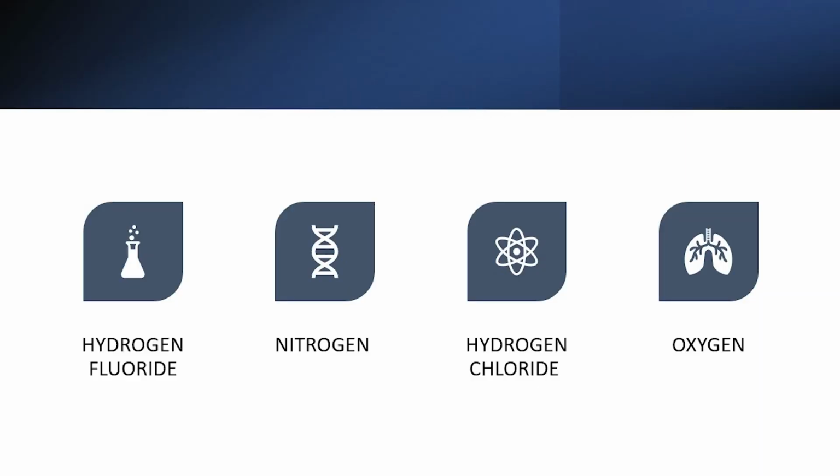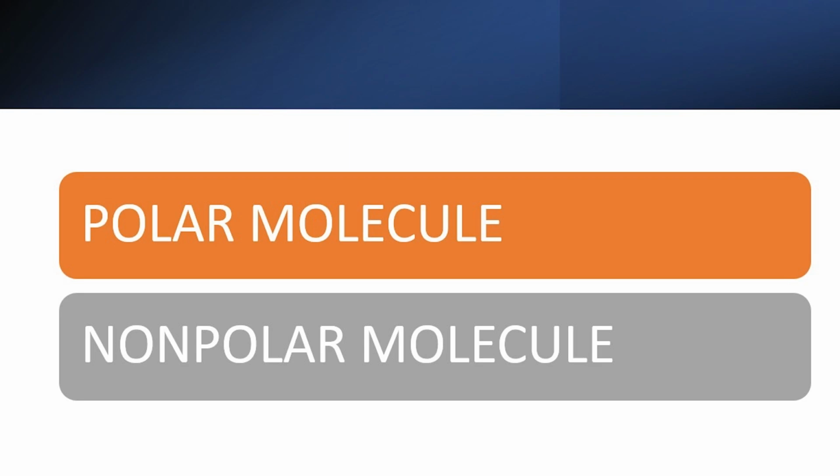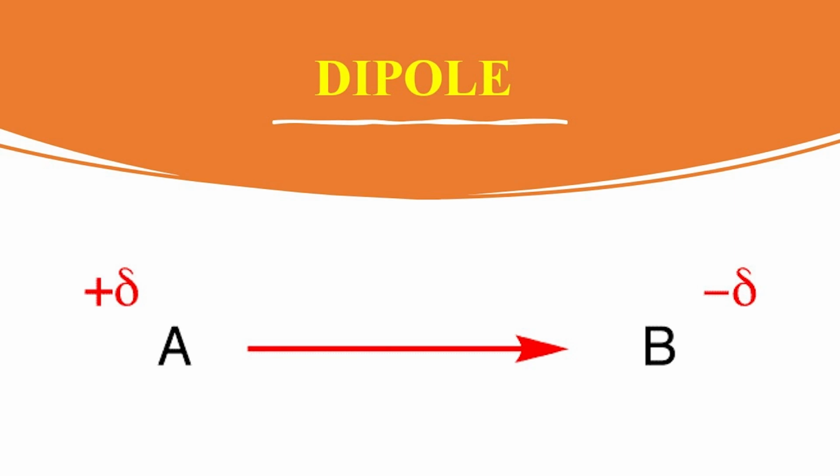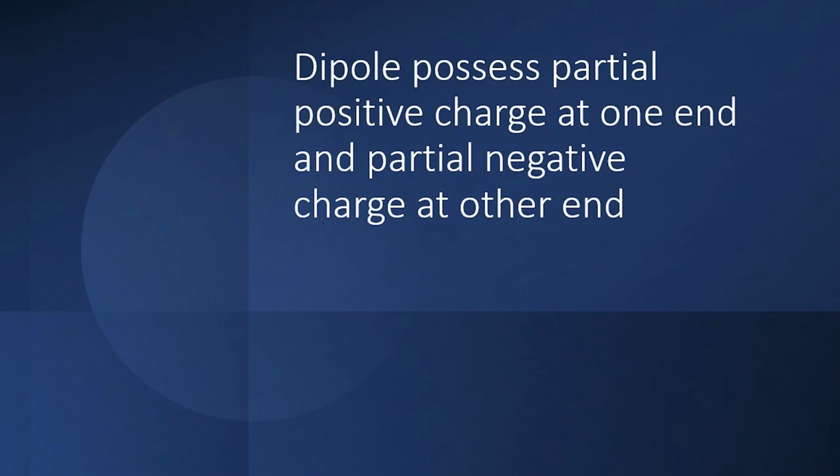Okay, now I will show some molecules. You have to do one thing. You have to classify these molecules into two groups. Yes, polar and non-polar molecules. What is the peculiarity of polar molecules? We know that polar molecules possess charges, so they act as dipoles. From the name dipole itself, it is clear that there are two poles. So, a dipole possesses a partial positive charge at one end and a partial negative charge at the other end.